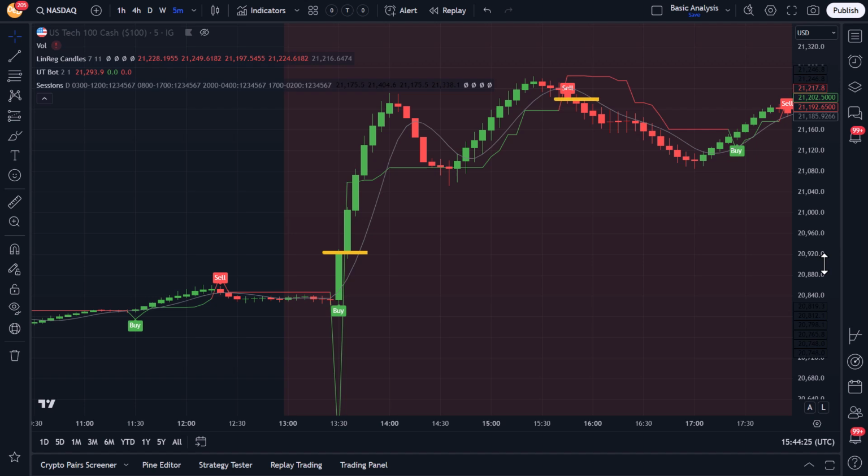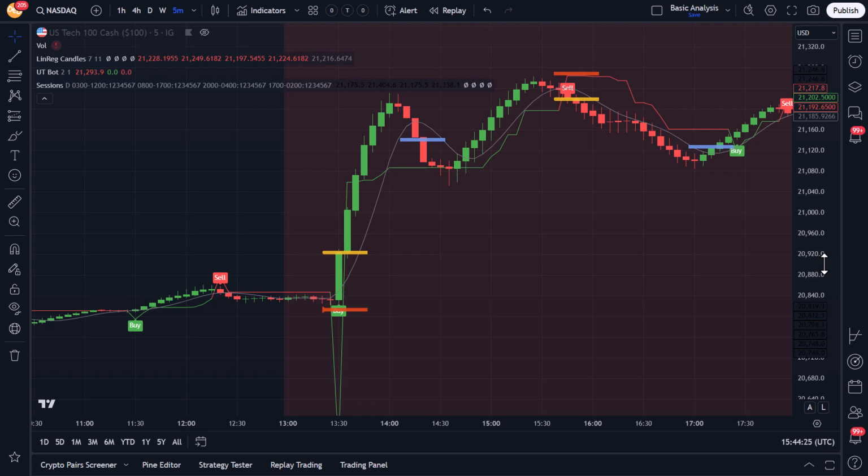And you should place your stop loss above the recent swing high for a sell and below the recent swing low for a buy. You should exit the trade when the price closes back above the linear regression line for a sell or below the line for a buy, and only exit at the close of a candle.